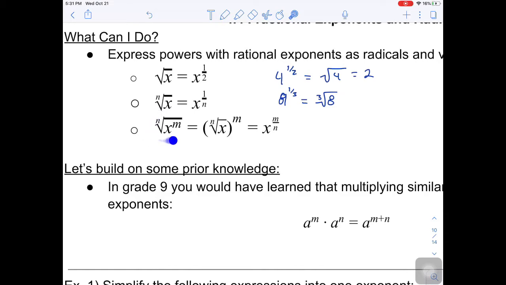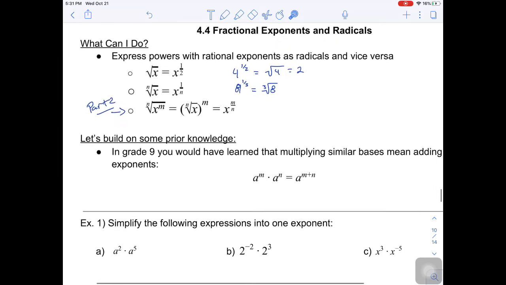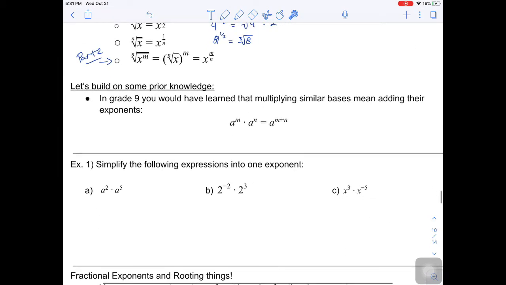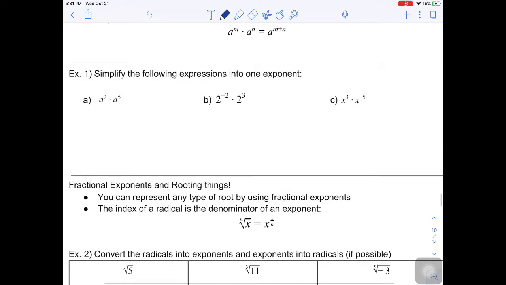And then here, this will be in part 2 of this video. So it'll be a separate video for part 2. And part 2, this is kind of like the really intense thing. It's kind of neat, is that when you have a power and you have an index, your power is your numerator and your index is your denominator. Again, that will be more in part 2. Okay, so let's move forward and let's build on some prior knowledge. So something that you hopefully already know from grade 9 is that when you're multiplying similar bases, this means you add their exponents. Okay, so let's do a few quick examples going through that.